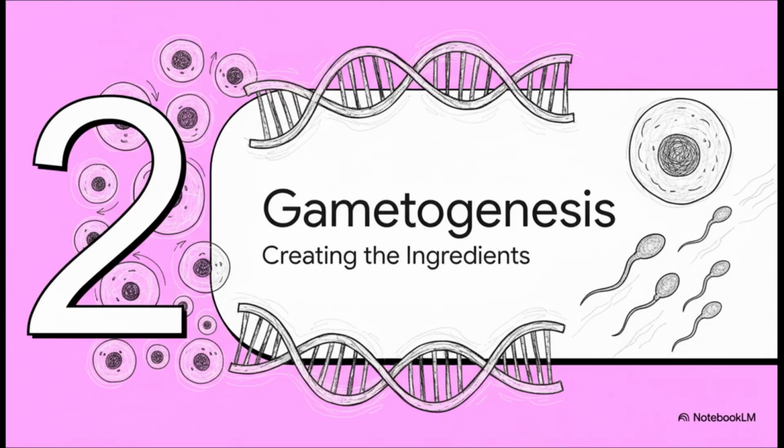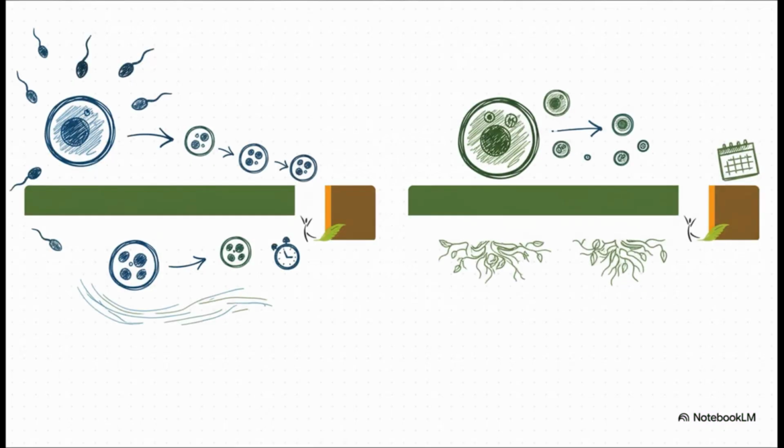Section 2, gametogenesis. So, we've covered the hardware. Now, let's look at how the essential ingredients, the reproductive cells themselves, are actually created. This process has a name, gametogenesis. This slide does a great job of showing the 2 very different ways gametes are made.